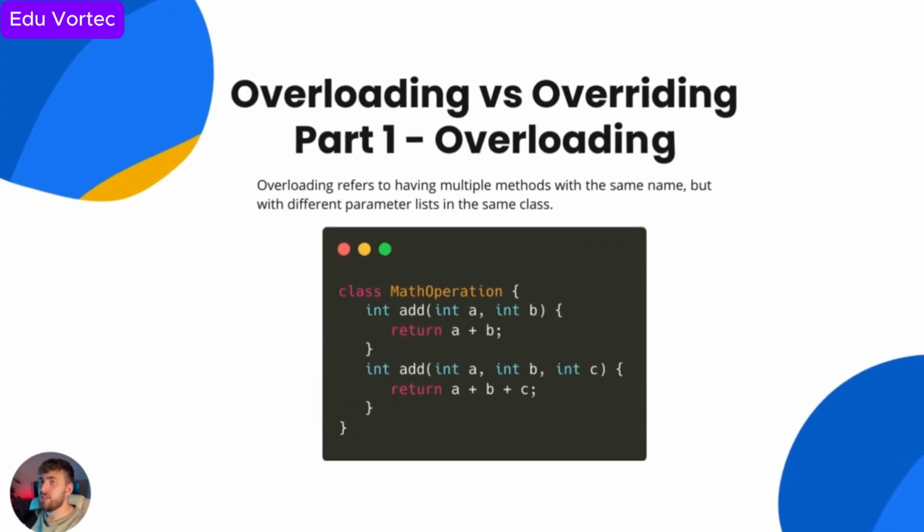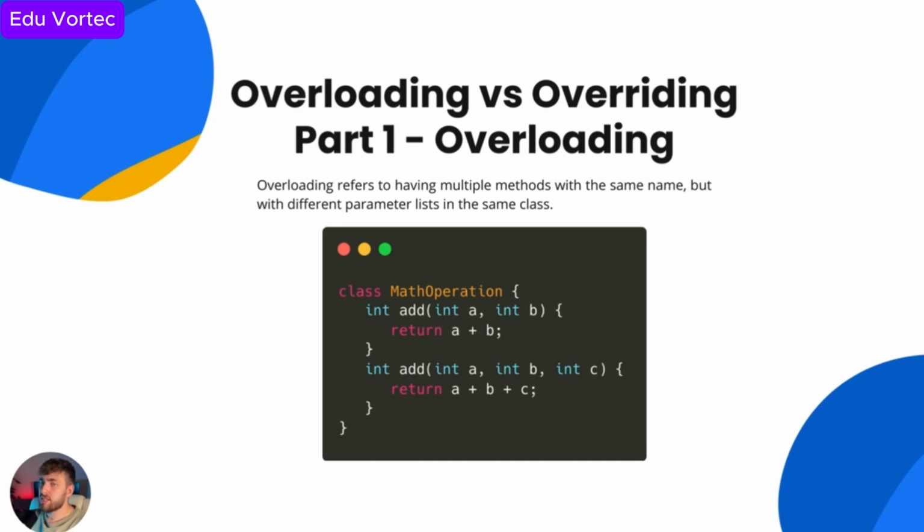Let's discuss the difference between overloading and overriding methods in polymorphism. Overloading and overriding are two common concepts in polymorphism, and it's important to understand the difference between the two. Overloading refers to having multiple methods with the same name but with different parameter lists in the same class. This means that you can have multiple methods with the same name but with different arguments or parameters.